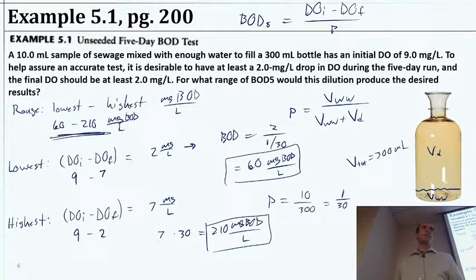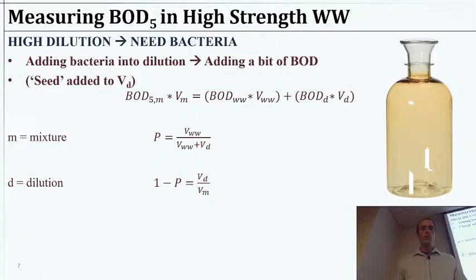Okay, makes sense? So this is a simple problem just to exercise, okay, what is this talking about? What is the drop? What are each of these pieces meaning? DOI is the DO initial, the dissolved oxygen, DOF, the final, and so on.